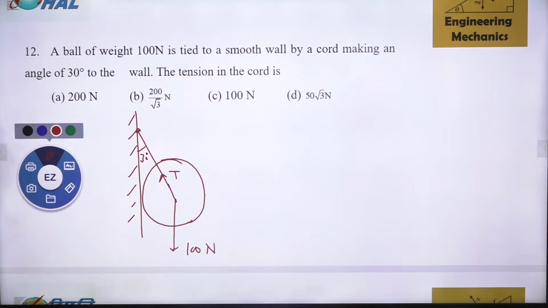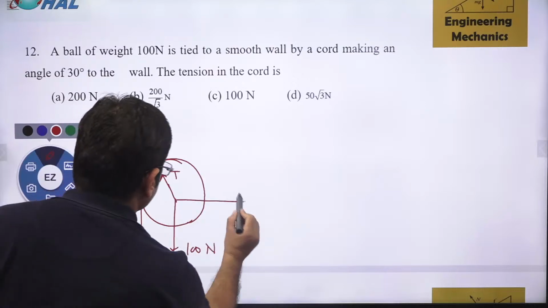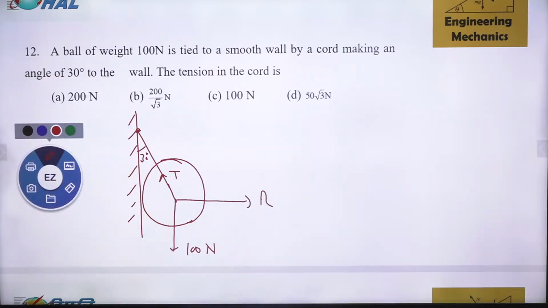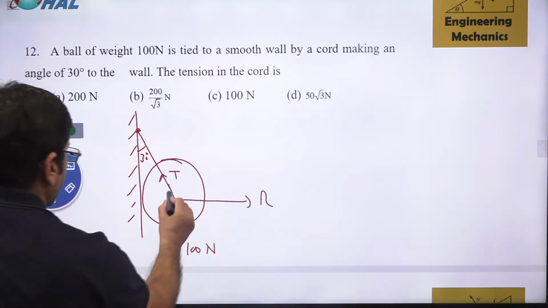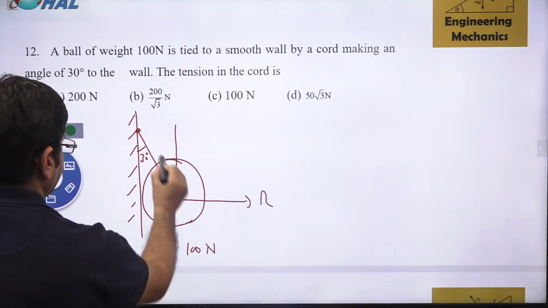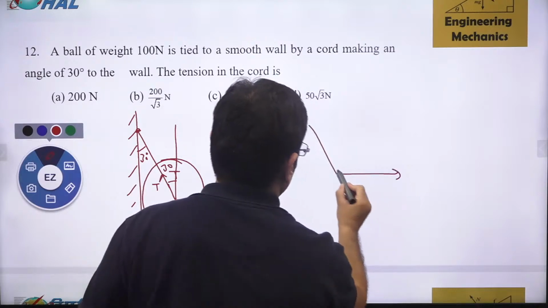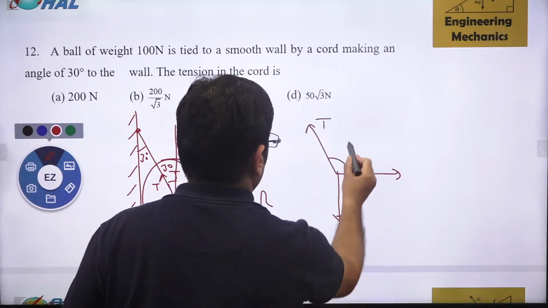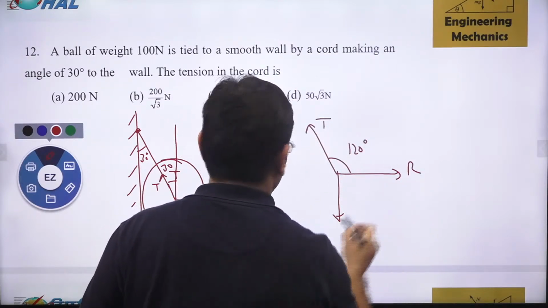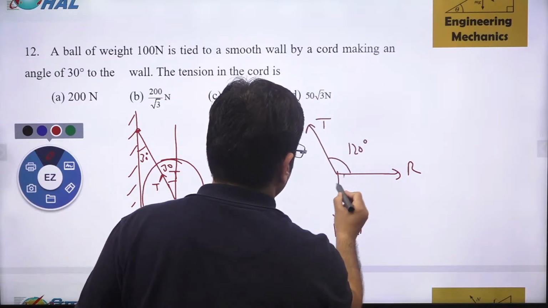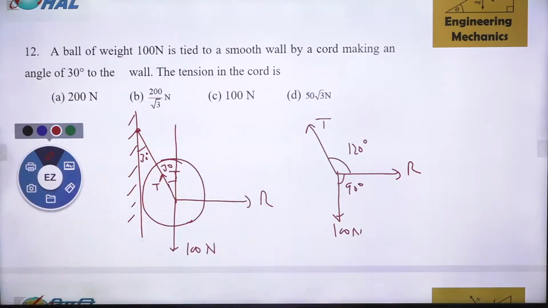Again, there are three kinds of forces. One is the reaction acting this side, another is the tension, and the third force is 100 Newton here. If this angle is 30, then this angle is also 30. These are the three forces: tension at 120 degree, this is reaction, this is 100 Newton at 90 degree. We want to find out the tension.